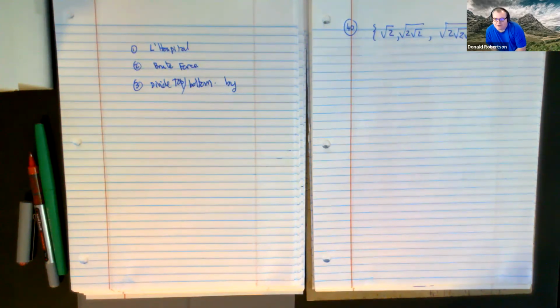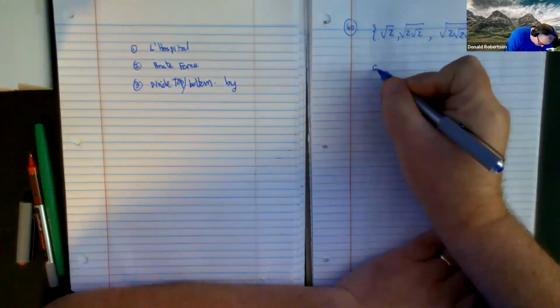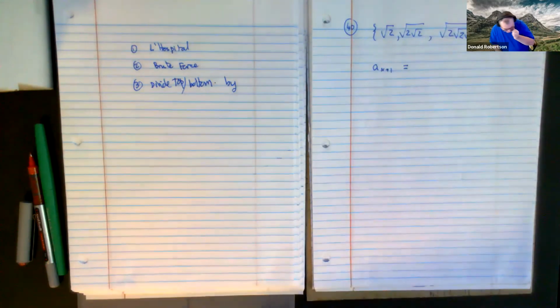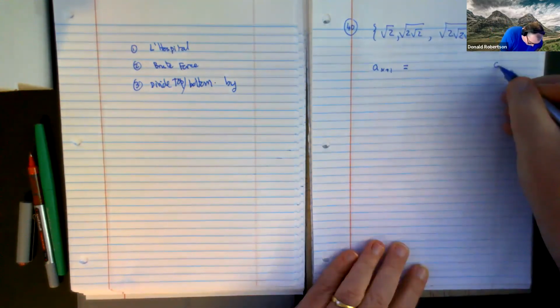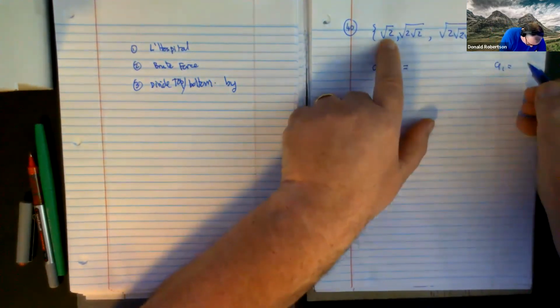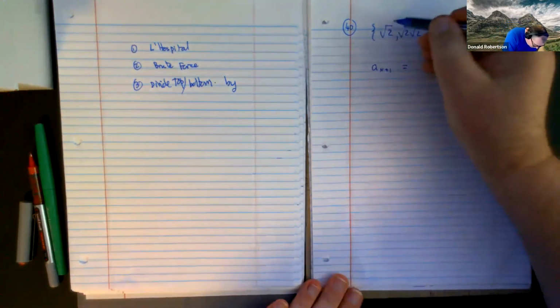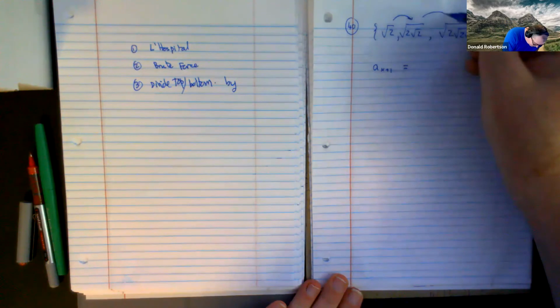So we want to find the limit of this sequence. And it's not clear what that is. Would you agree it's a weird looking sequence at the best of times? So the first thing I'm going to do is set up a recurrence relation. And a1, the seed, is root 2. And then we're going to look at how you get from here to here.